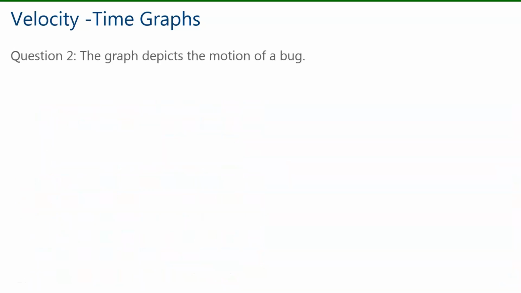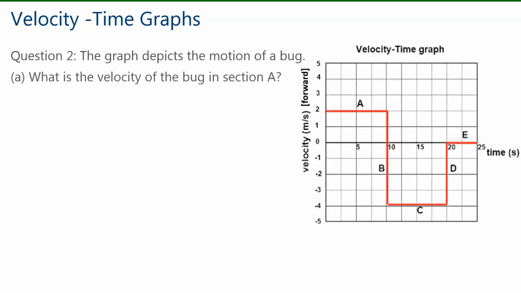Our second question shows a graph depicting the motion of a bug. First, we're asked to find the velocity of the bug in section A.